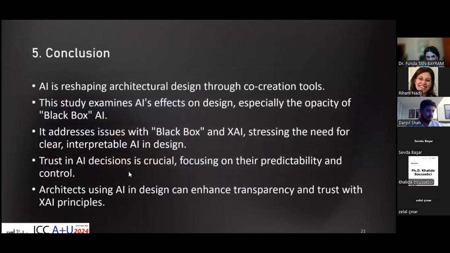In conclusion, in architectural design, combining AI with co-creation tools has brought big changes. The study looked at how AI affects the design process, especially dealing with the challenges of the black box issue. By checking out co-creation tools and exploring XAI, the research aimed to learn more about how humans and AI work together. The study underlines challenges related to the black box and XAI principles to highlight transparency and clarity in AI-powered design, and underlines the importance of trust in AI decisions and focuses on predictability, controllability, and the impact of the co-creation process.